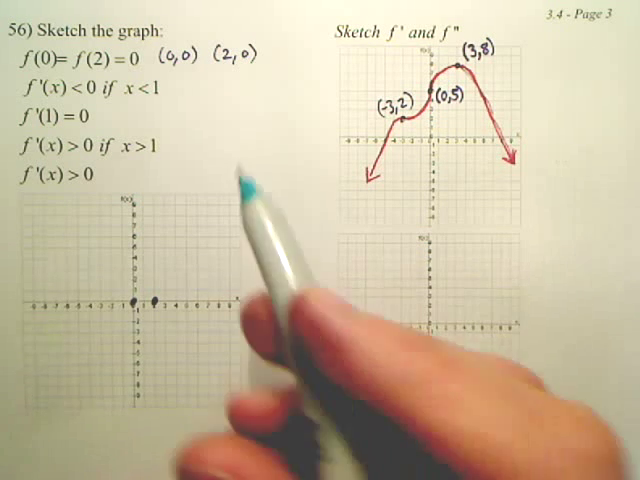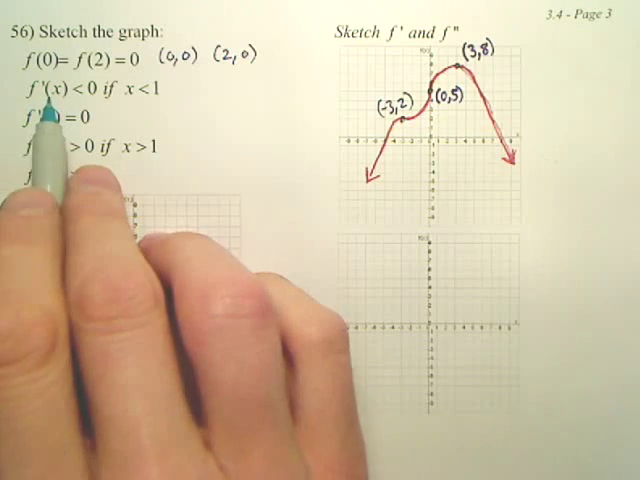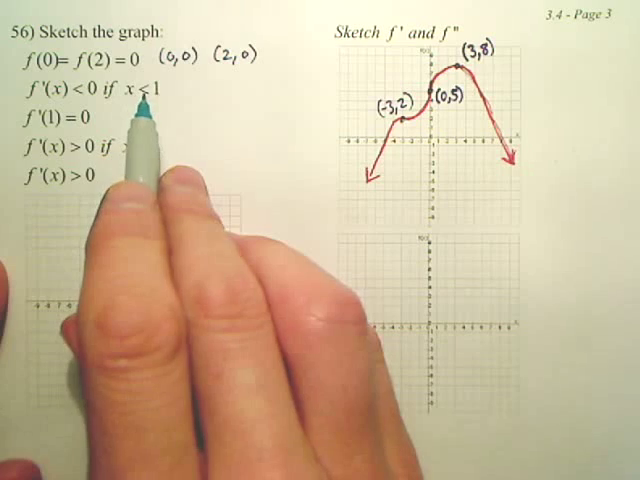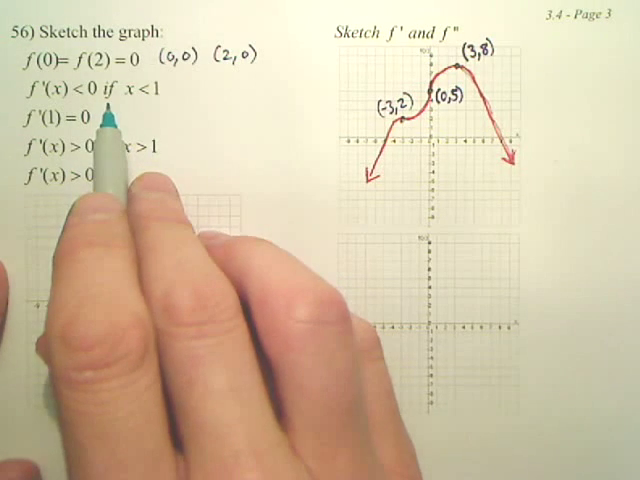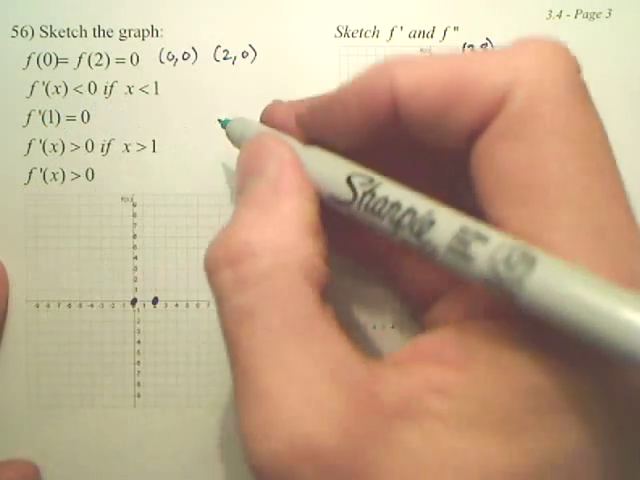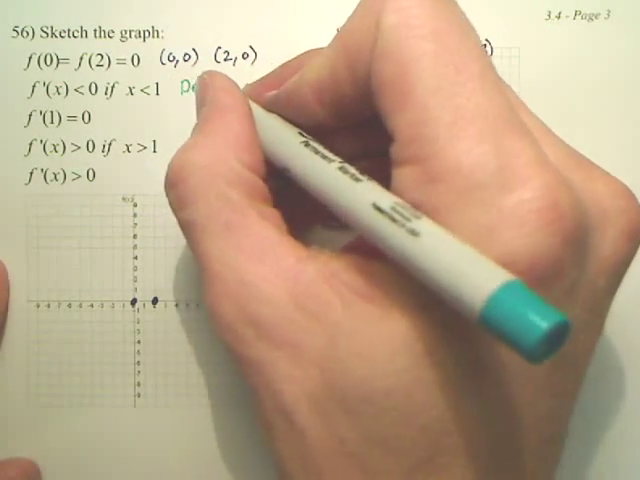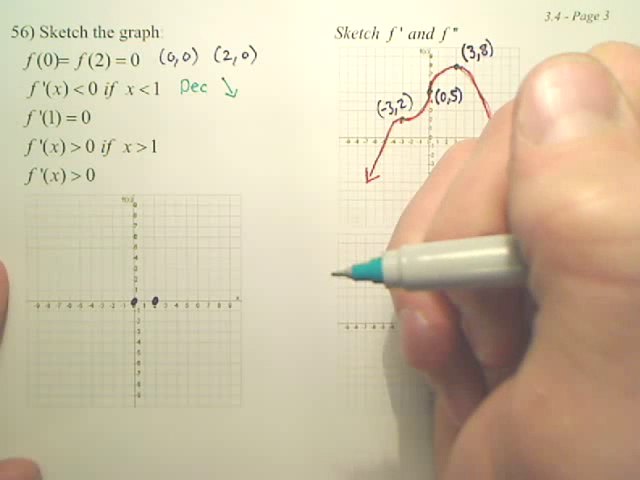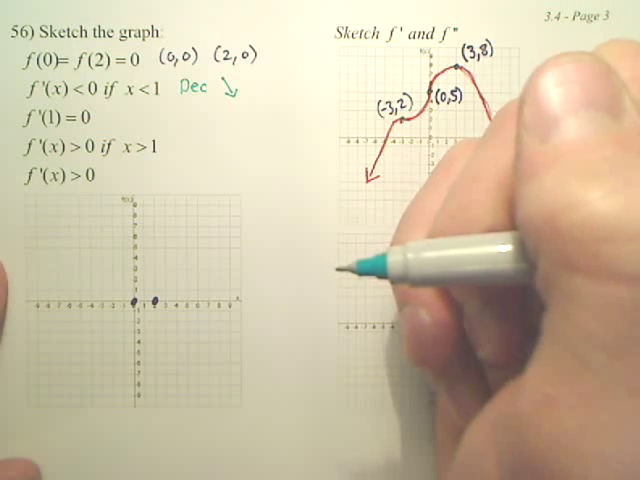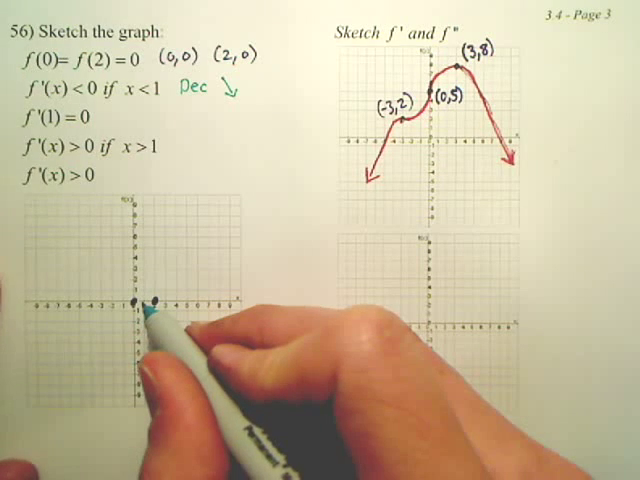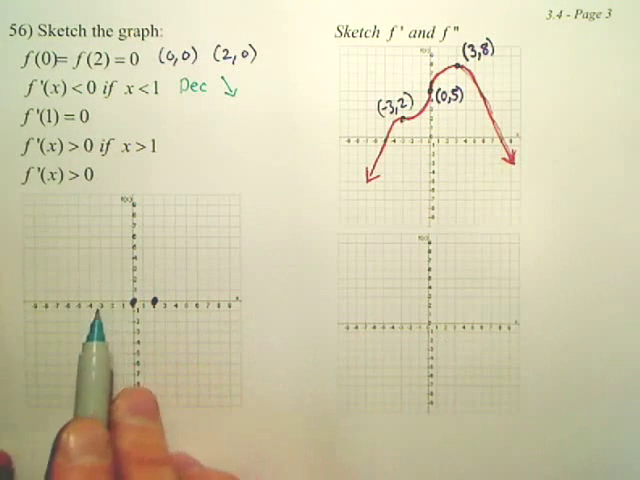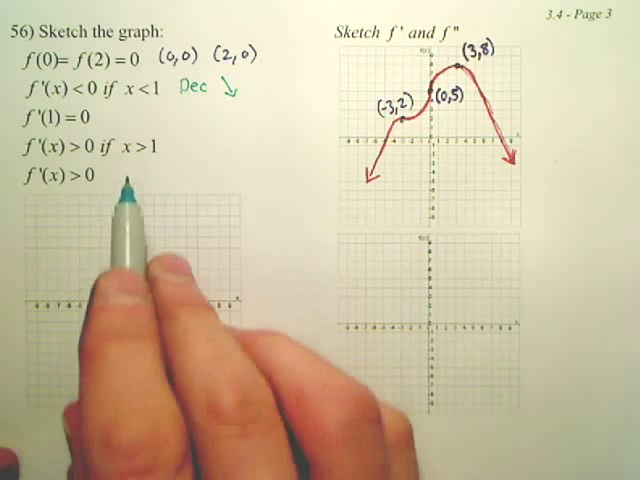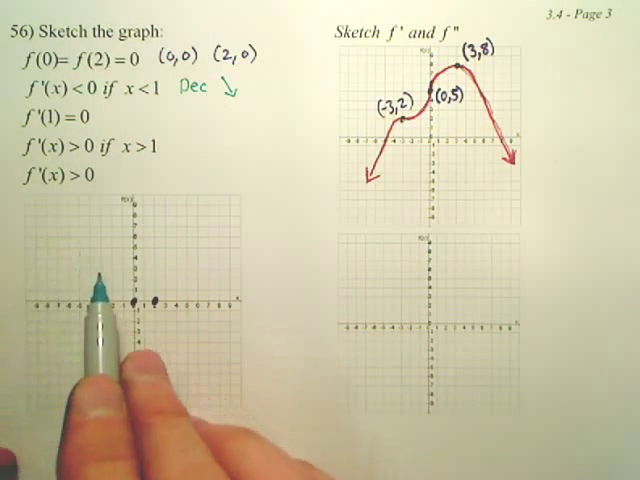Okay. What this is saying is the derivative is less than 0 for x less than 1. Now, when a derivative is less than 0, doesn't that mean it's decreasing? Which means, doesn't it mean it's going downhill? So at 1, right here, do you understand? On this side of the graph, it's going to go downhill. Everywhere less than 1, the graph is going downhill.